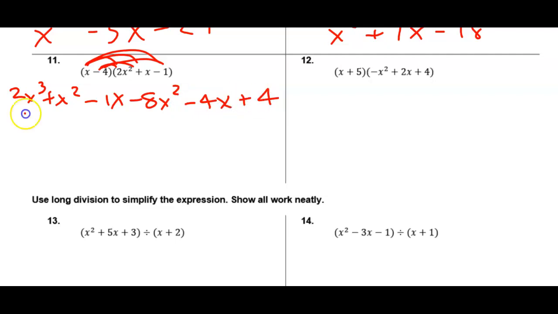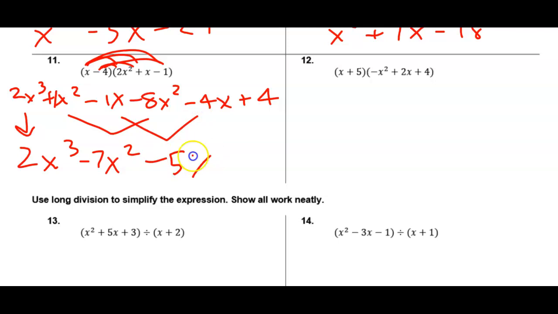So I got 1x third power. 1 minus 8 is negative 7x squared. Negative 1 minus 4 is negative 5x. Bring down plus 4.